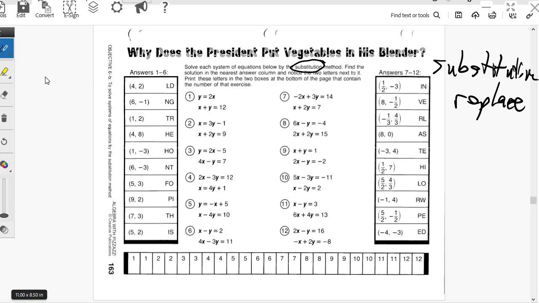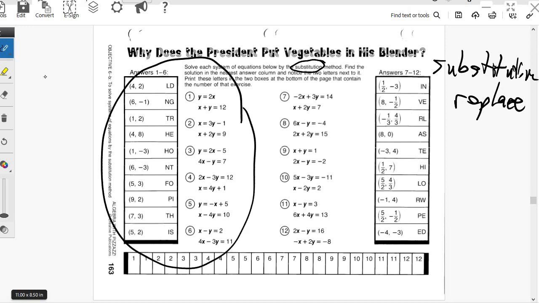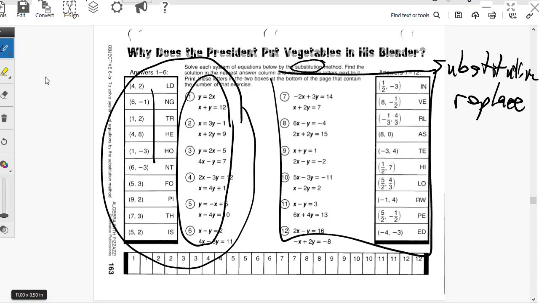And I'll show you this method. This method is super cool because we can solve systems of equations without graphing. I know graphing takes a little time. You've got to graph both lines, but today we're going to solve it without graphing. We're going to find the solutions in the answer column. So it makes it easier for you. All the answers on this side match the equations on this side.